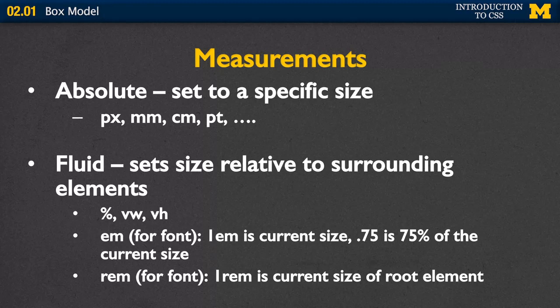Finally, one of the things I'm going to be showing you in this example is different ways that you can set the height and width of different elements. There are two common ways to do this. The first one is called absolute, and that's when you set an element to a specific size. You say I want it to be so many pixels or so many millimeters or so many centimeters. Pixels is a very common way to set sizes.